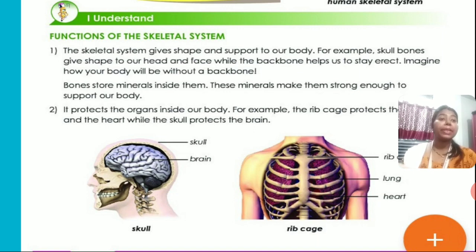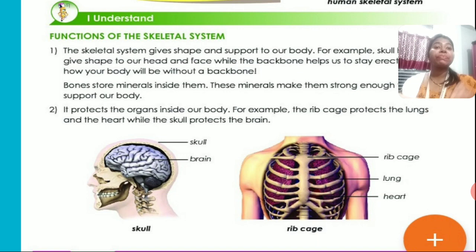Okay, next you see, it protects the organs inside our body. For example, the rib cage protects the lungs and the heart, while the skull protects the brain. I already told you our brain is here. Our brain gets protected by the skull, isn't it? And the internal organs like our lungs and heart are all protected by the rib cage, the chest bone. Clear?